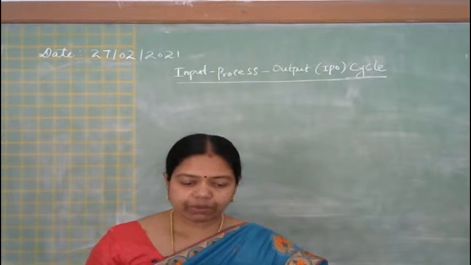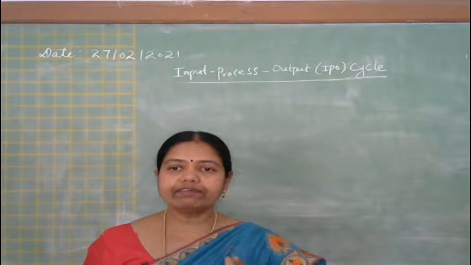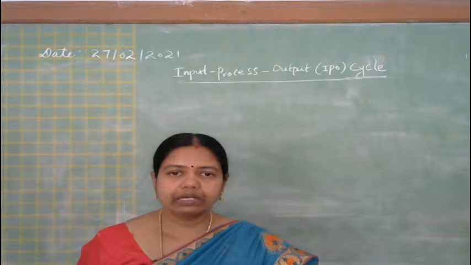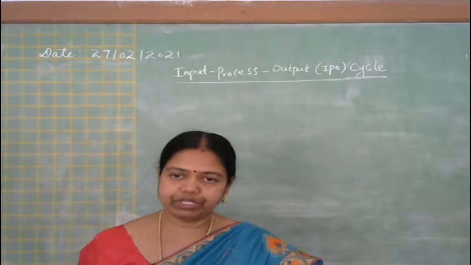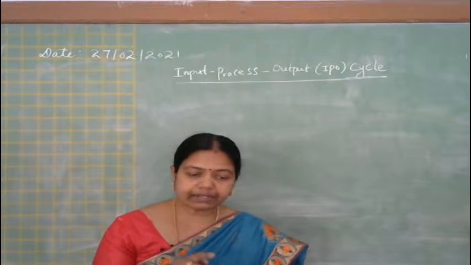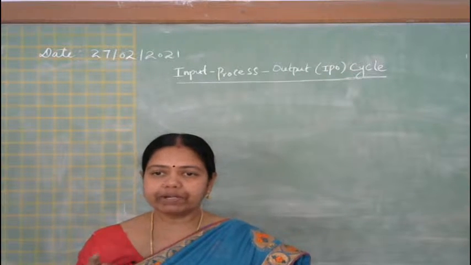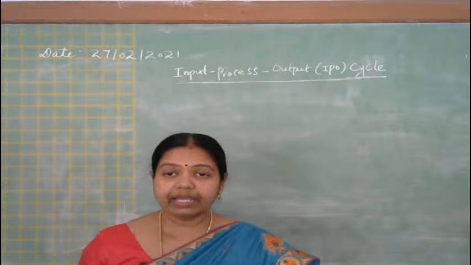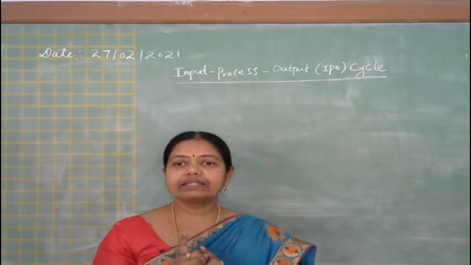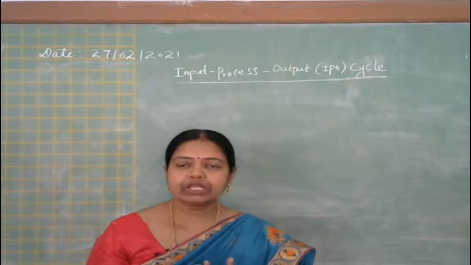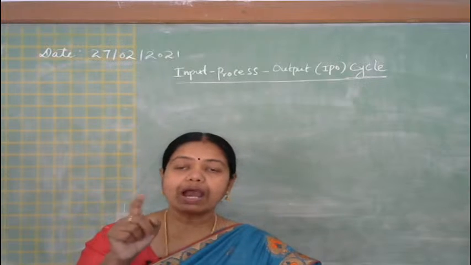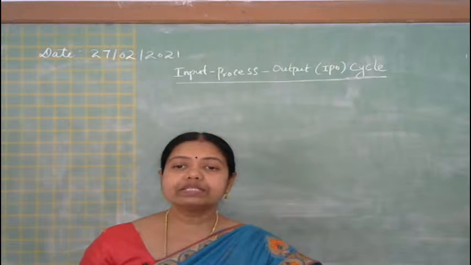Then whatever letters or numbers you are typing on the keyboard will be displayed on the computer screen. The input is the letters or numbers you are typing. Then it is displayed on the screen. That is called the output. So in between, how it is displayed, this is the process.